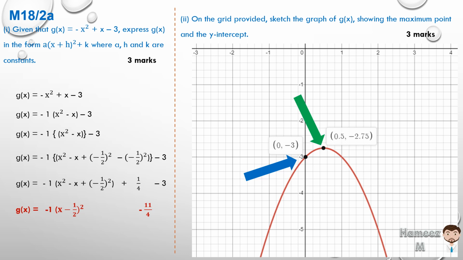So our sketch here shows the two things they want, the maximum point, which we can write in terms of fractions, and our y-intercept.